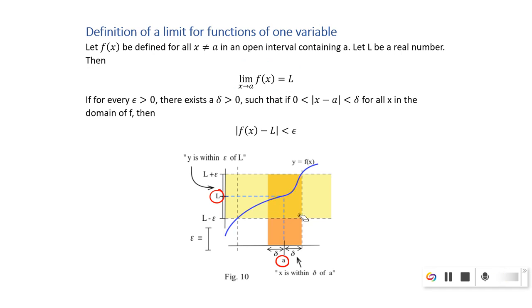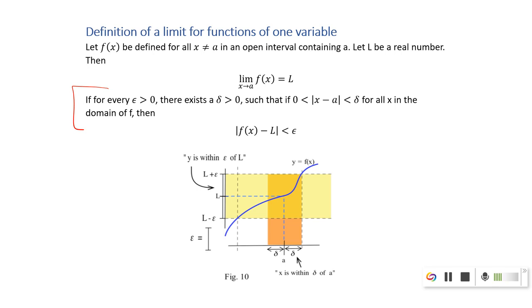And then just below that, I have the formal definition of a limit. It says for every epsilon bigger than 0, there exists a delta bigger than 0, such that the distance between x and a is less than delta for all x in the domain of f, when the distance between f of x and L is less than epsilon. And so that's a lot of words. That's a formal definition of a limit.